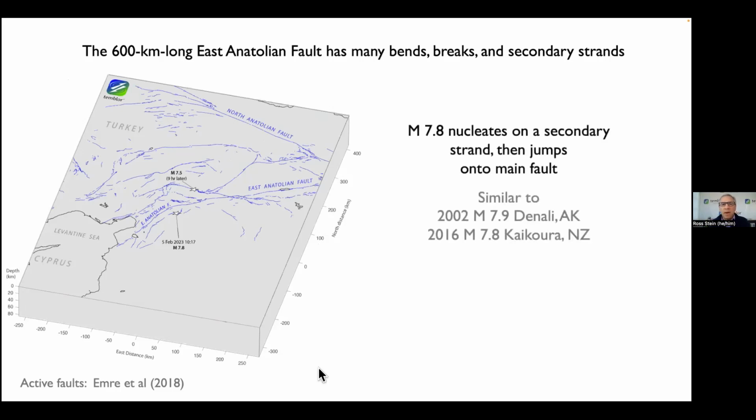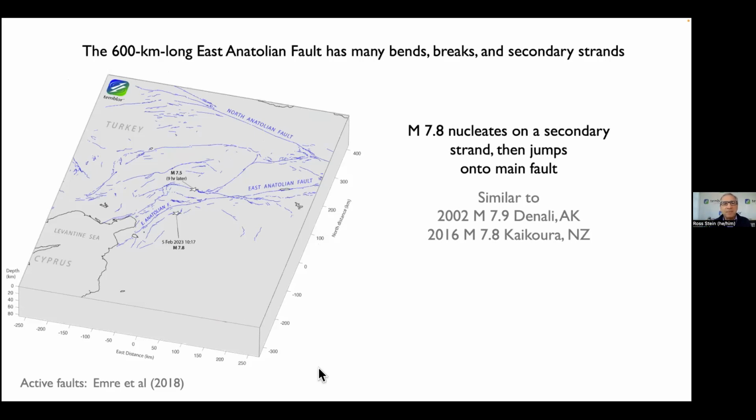And there's something else of interest too, which is the 7.8 nucleates on this secondary strand and then jumps onto the East Anatolian Fault and then ruptures in both directions to the northeast and the southwest. And you go, boy, that's pretty strange. Why isn't it rupturing on the big fault? Well, we actually have two similar sized examples, very recent ones, that did the same thing. So this is not unique to this case.